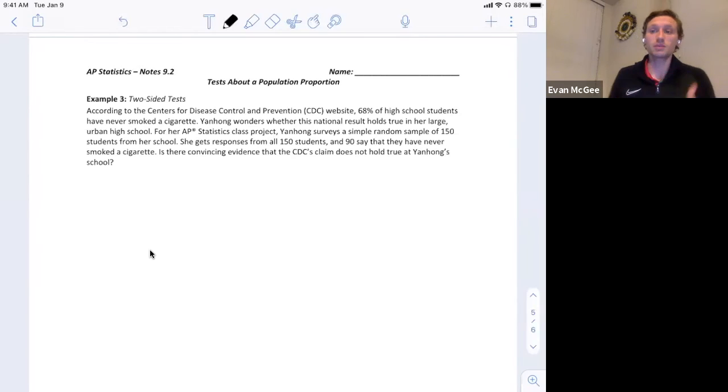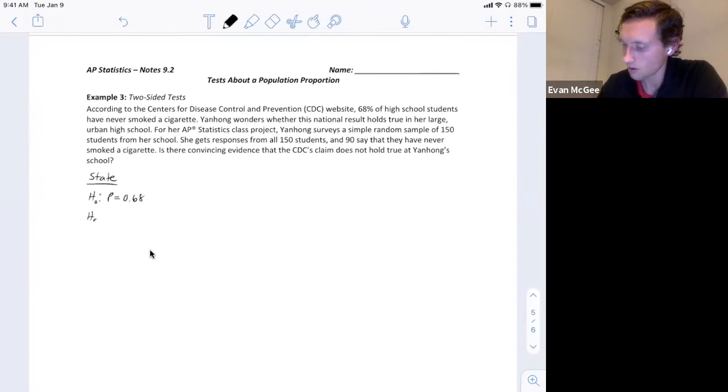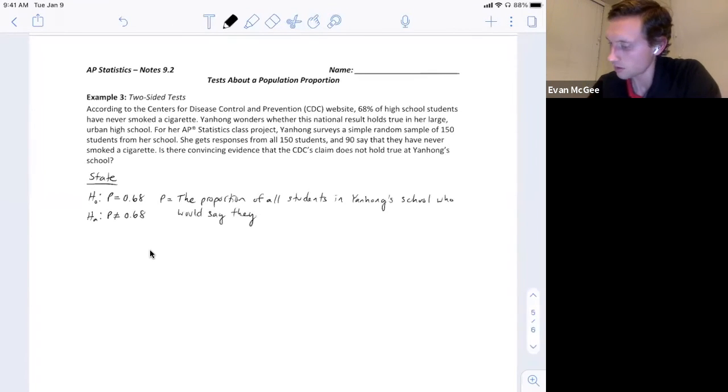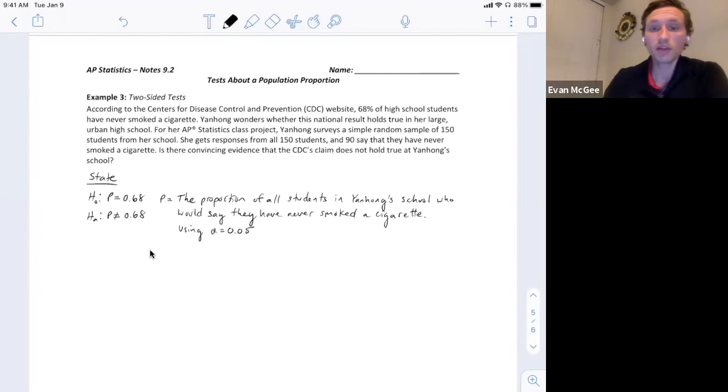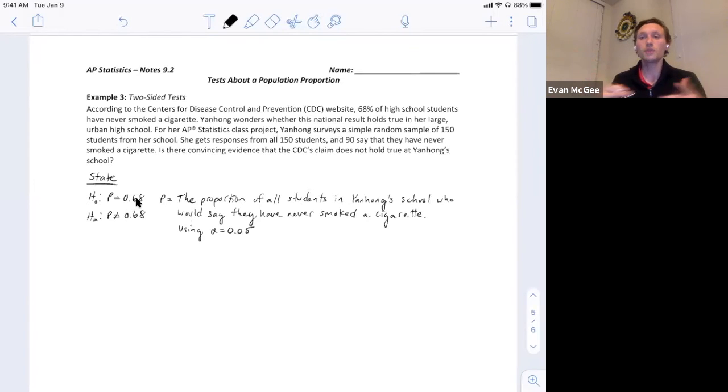So first we'll state and set up our hypotheses. We assume that the proportion at our school is equal to the national claim. So we say that the proportion of all students at Yan Hong's school who would say they never smoked a cigarette is equal to 0.68. The alternative is that we don't know if we think it's higher or lower. We just don't know if it's different. So if it's different, it's just not equal to, and that makes this a two-sided test. And we've stated our alpha level or significance level is going to be 5%.